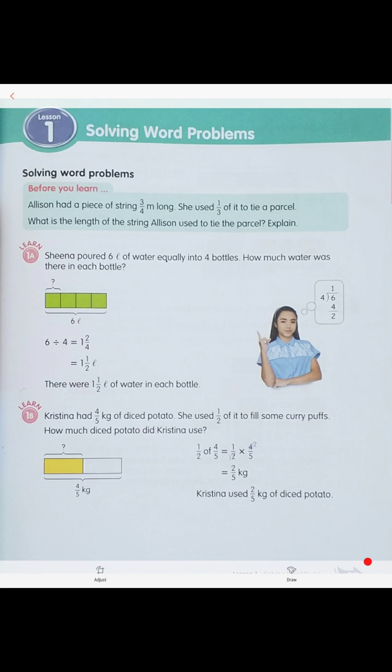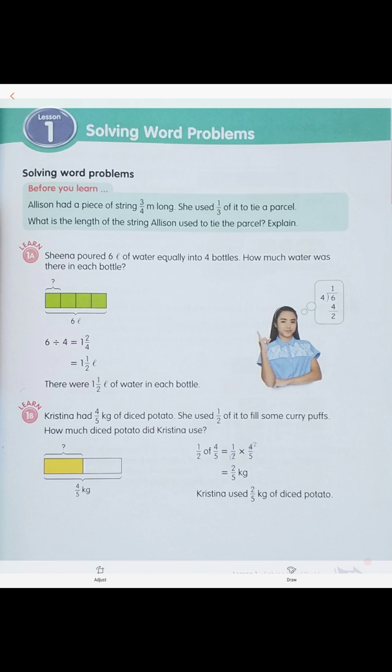So the big idea of the whole chapter is to understand how to use models and model drawing to solve word problems, right? Word problems could be confusing for students whose first language is not English, right? So let's check the first one. First lesson, how to solve word problems. Let's read this one, right?